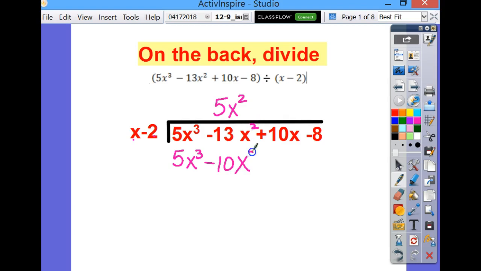Please put a squared right there. That should be a squared. Now, at this point, a lot of people were having difficulty with the signs. Let me give you a little help. What I need to do right here is subtract. Subtract is the same thing as changing the signs and adding up the columns.